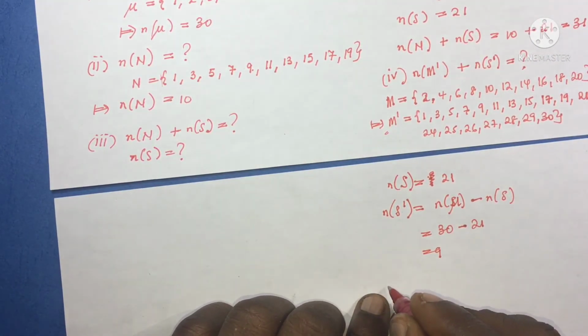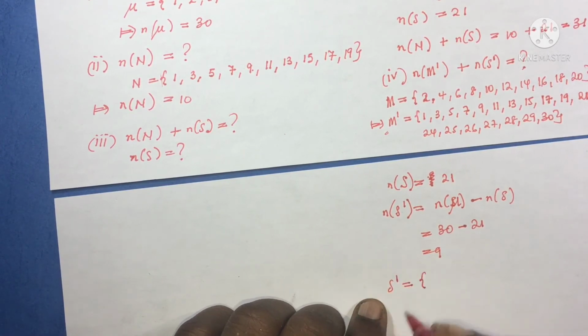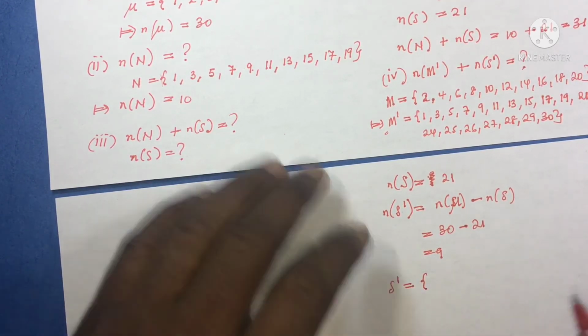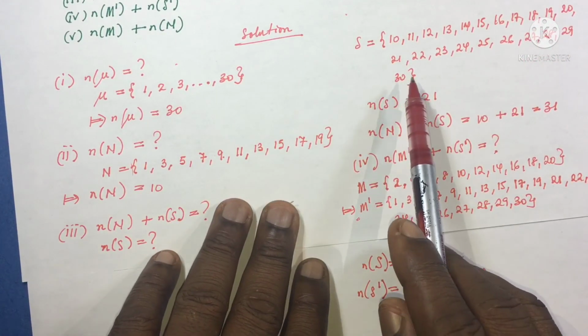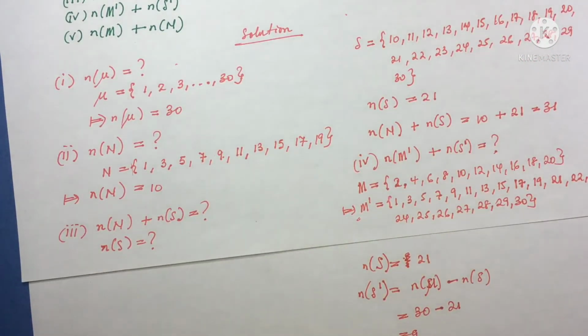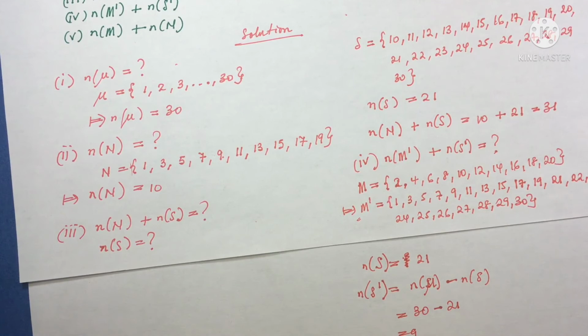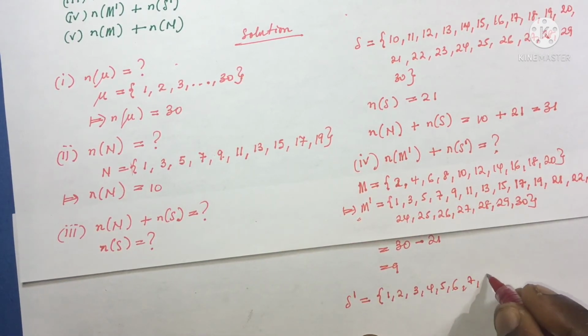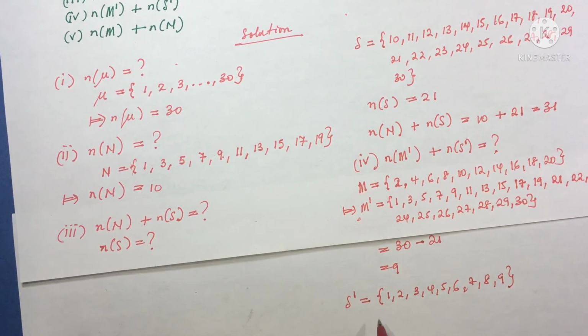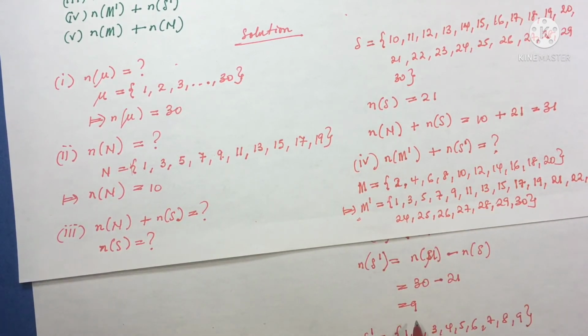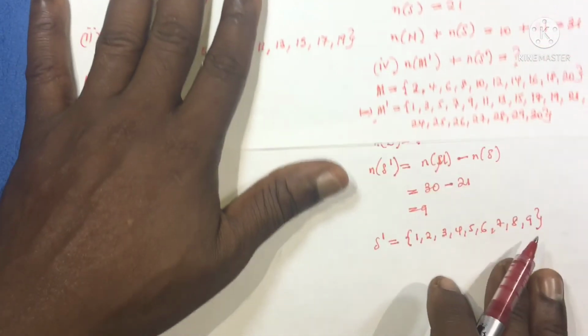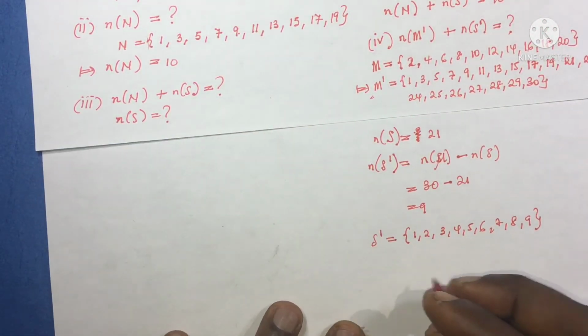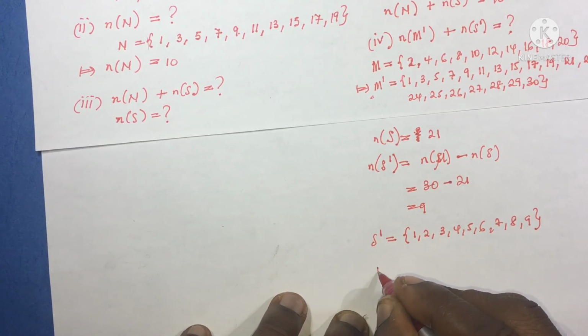So S complement will contain all the members of the universal set not found in S. So what members of the universal set do you not find in S? You will notice that there are 9 of them. So for that set you would have 1, 2, 3, 4, 5, 6, 7, 8, and 9. So these are the elements of S complement, and that is why we have the cardinality to be 9. So now that being said, let us now obtain our result for number 4.